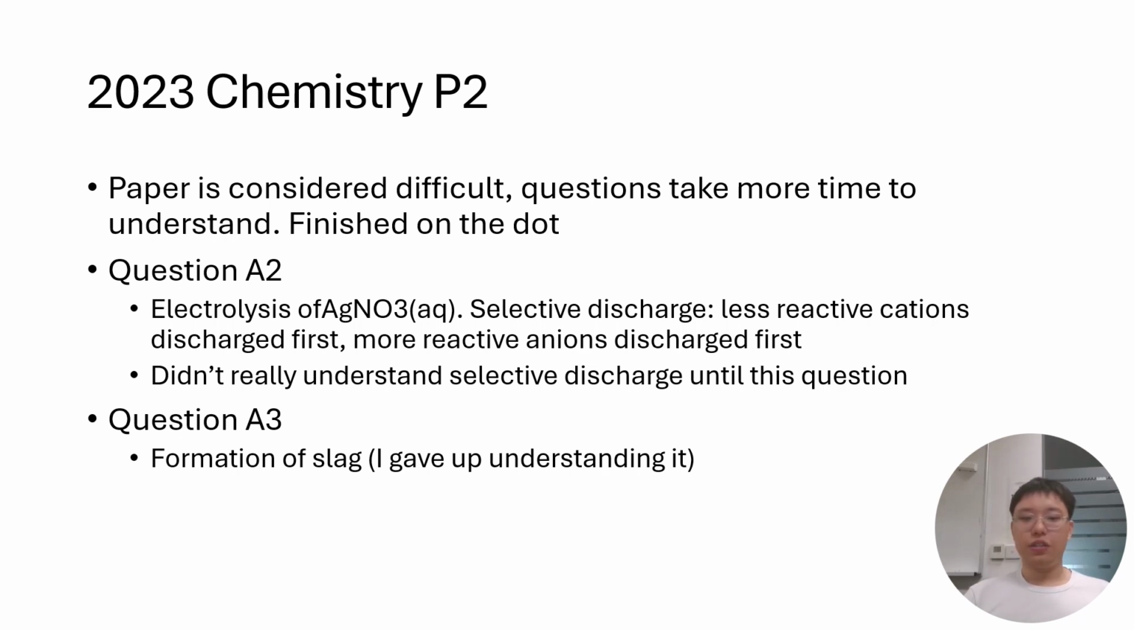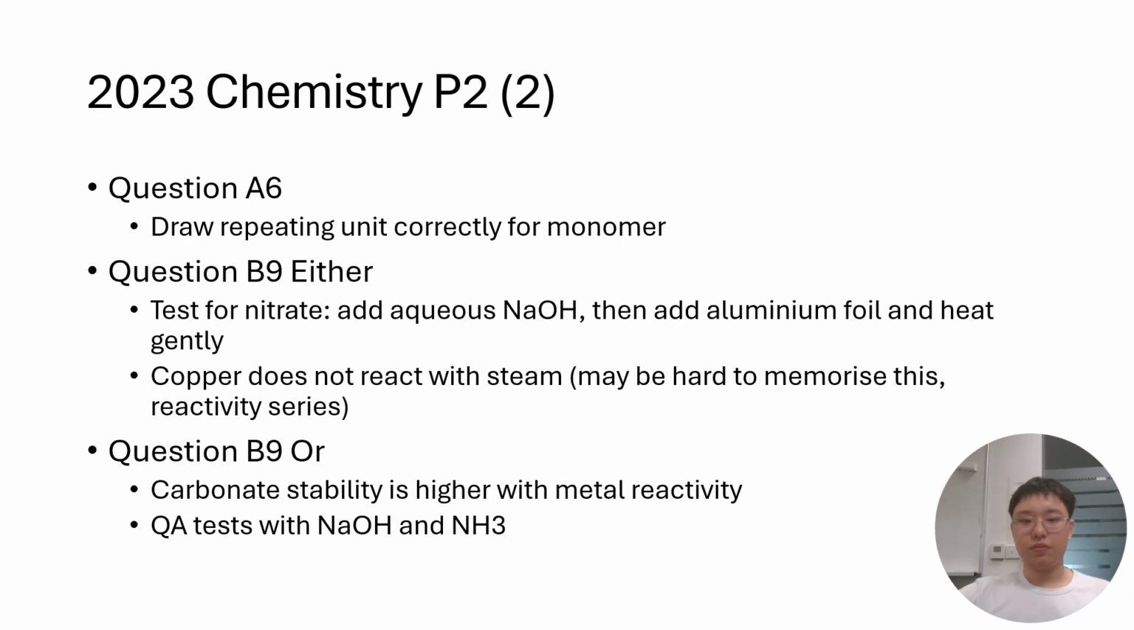For question A3, it talked about the formation of slag during iron smelting. For this, I found that it was pretty complicated, and I thought that it was not very likely to come out for the actual paper, and I was prepared to give up marks if it came out. So therefore, I didn't try too hard to understand it. And as for question A6, I learned how to draw the repeating unit correctly for the monomer.